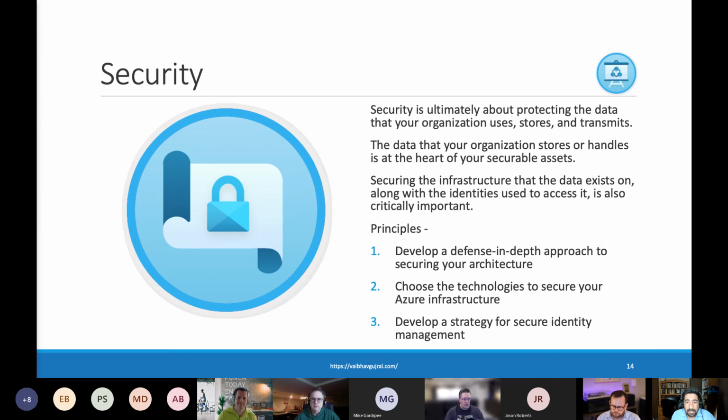Security is no-brainer. It's all about protecting the data that your organization uses, stores, and transmits.